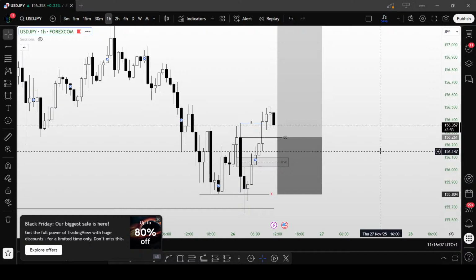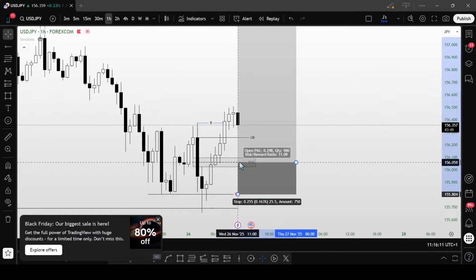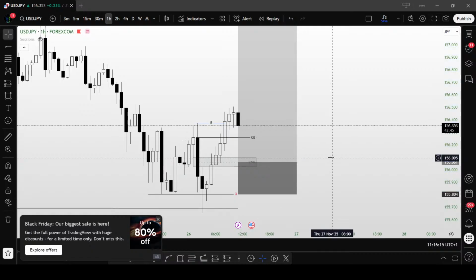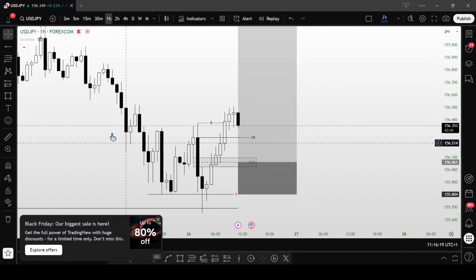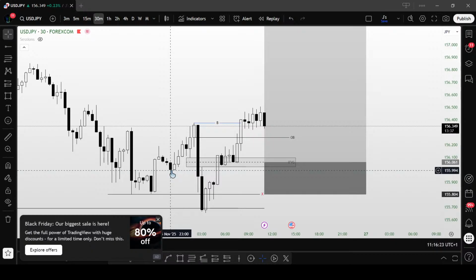I think I'm just going to go with the inverse fair value gap here, just because of the XY. Yes. On the 30 minutes, we do have some reaction around here.